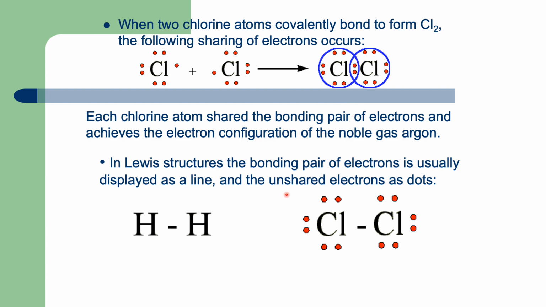Sometimes when you look at the Lewis structures, instead of showing the 2 electrons, they'll put dashes. This dash here is showing the bond between the 2 hydrogens, and that's representing the 2 electrons being shared. In our chlorine example, the 6 valence electrons here, the shared pair is represented by the dash.